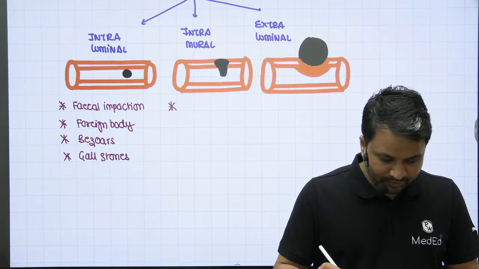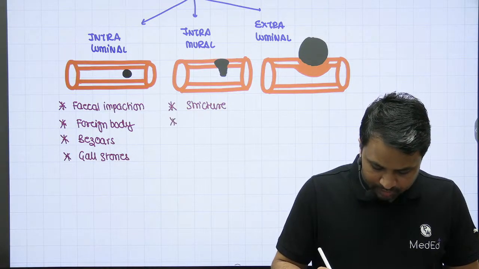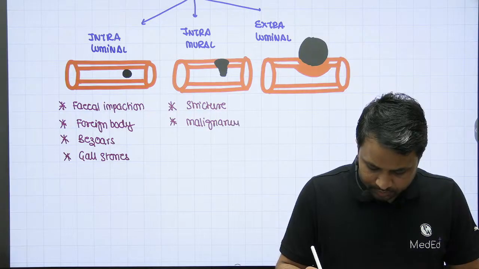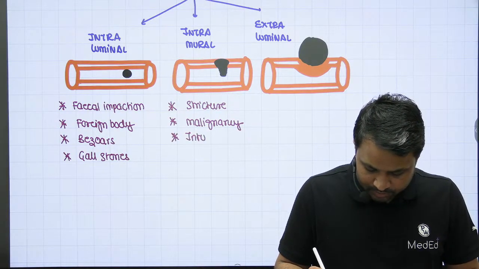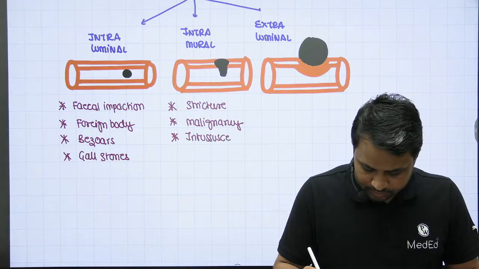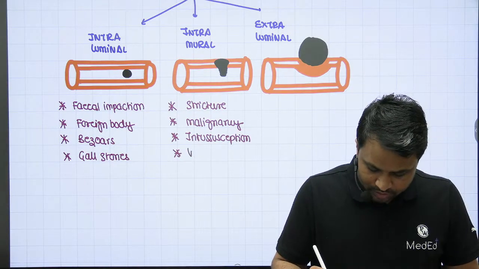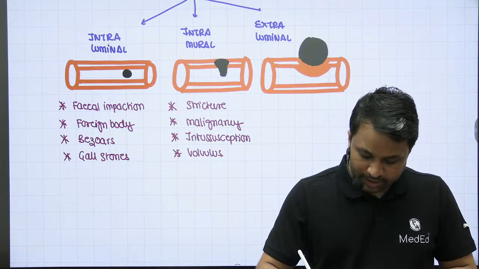One that is arising from the wall: all the strictures, all the malignancies, intussusception, and volvulus. All these are intramural. What are extraluminal?